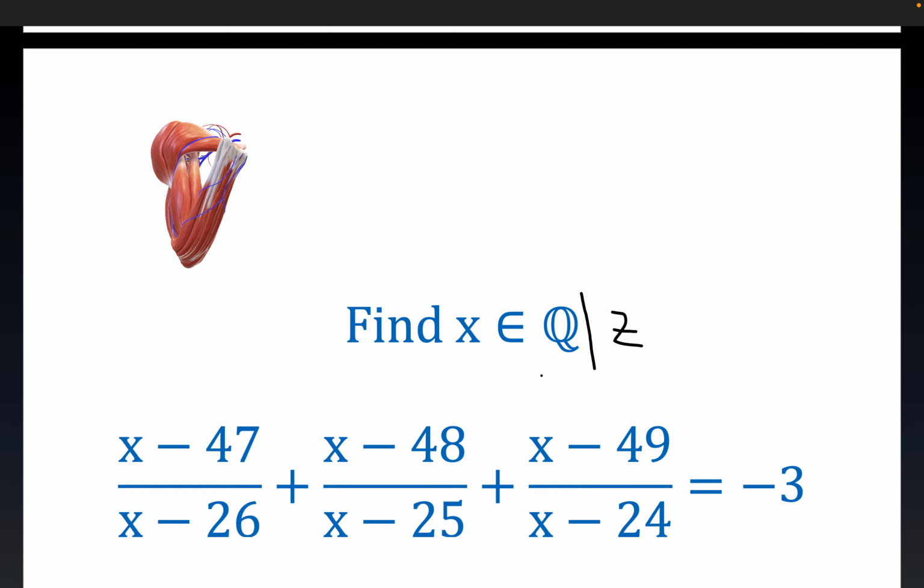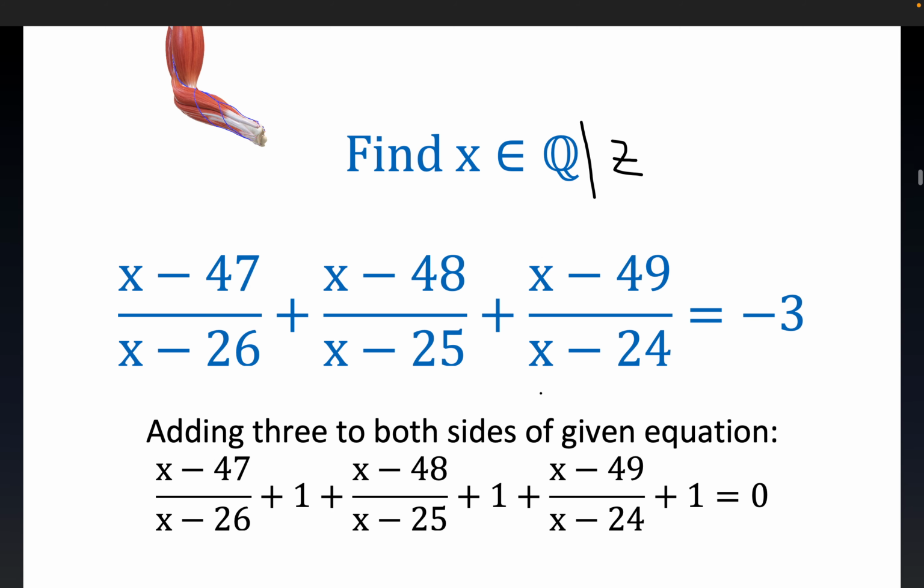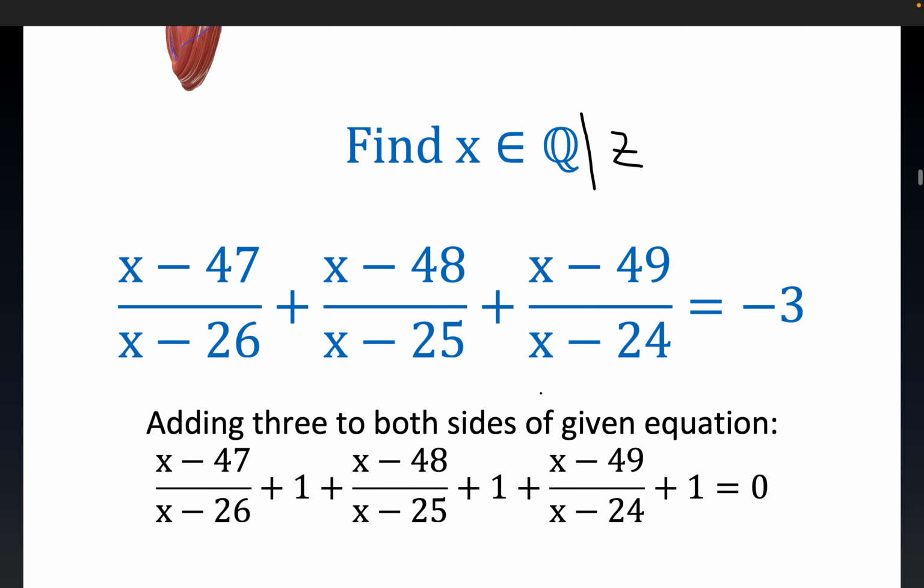All right, now this looks like a difficult problem. You know, large constants. You don't have zero on one side. So it looks like it might be a challenge. However, there's a nice approach here which makes it slightly easier. If we add 3 to both sides, the right-hand side becomes 0, and we can distribute the 3 as 1 plus 1 plus 1.